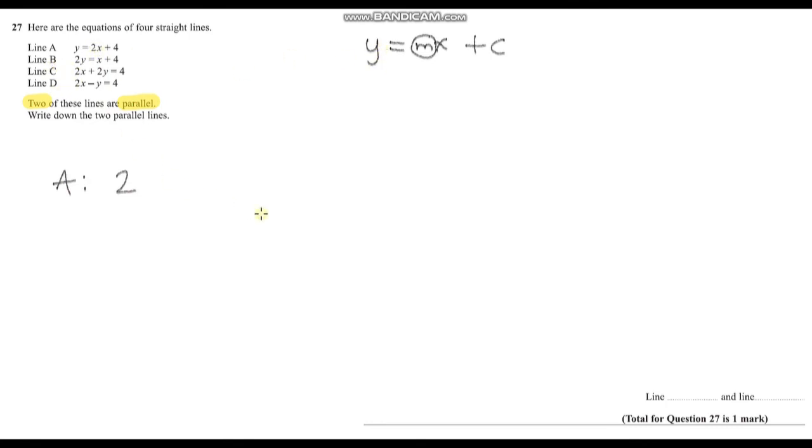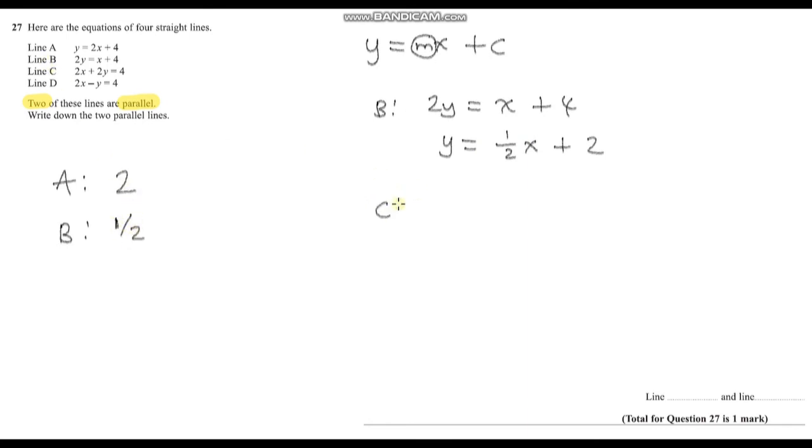Now line B, at the moment it's not in y equals mx plus c form, so we need to rearrange our equation. At the moment we've got 2y equals x plus 4. We just want y on the left, so if we divide both sides by 2, we get y equals a half x plus 2. I just divided everything by 2, and now we can see the gradient is a half. So the gradient of B is a half, so those two are clearly not parallel.